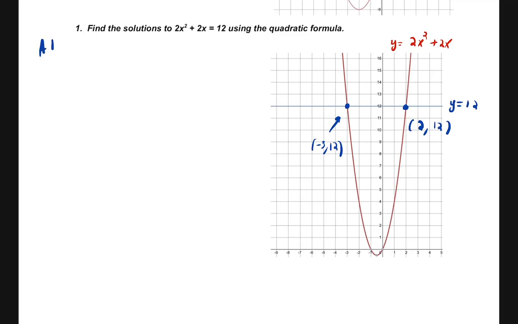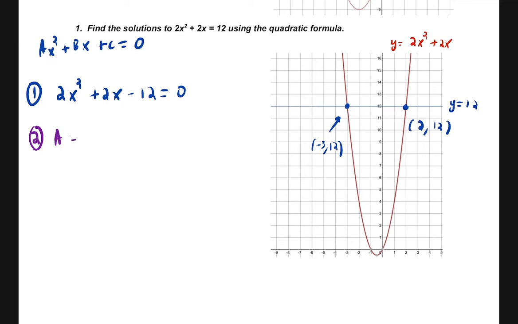The quadratic formula says we need this in the form ax squared plus bx plus c. Now this can be pluses or minuses, but we need it equal to 0. So step 1 would be to subtract 12 from both sides. That would give us 2x squared plus 2x minus 12 is equal to 0. Now, this could also be factored. I think today they're all going to be ones you could solve with factoring, but tomorrow, next class, we'll do some with decimals. Step 2 is to identify your a, b, and c. a is 2, b is also 2, and c is equal to negative 12.